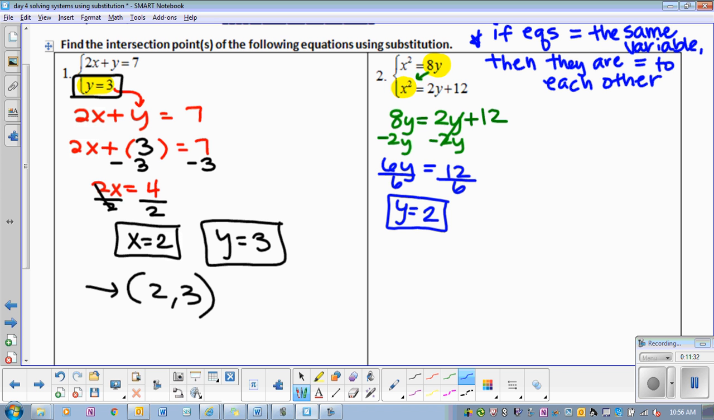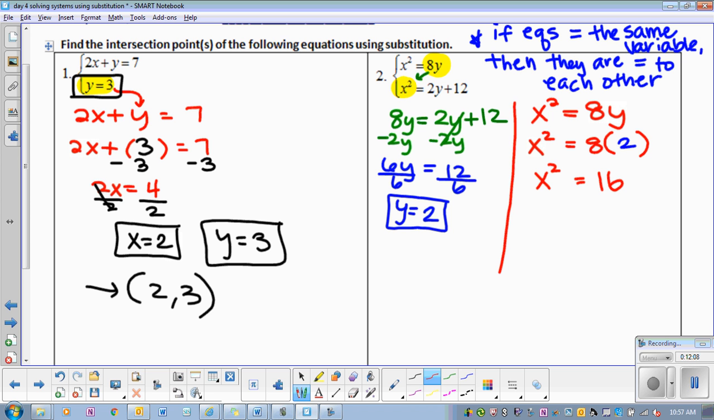Now you're going to plug this y equals 2 into one of your original equations. Which one do you want to plug it into, the first one or the second one? Okay, first one. So x squared equals 8y. We just solved for what? y. So x squared equals 8 times y, which is 2. What is 8 times 2? Okay, so x squared equals 16.